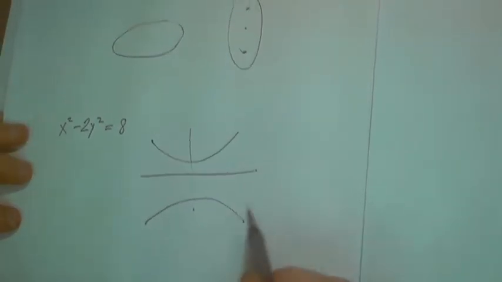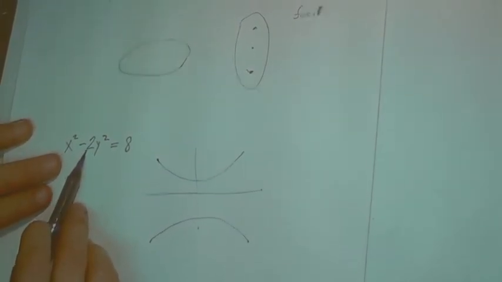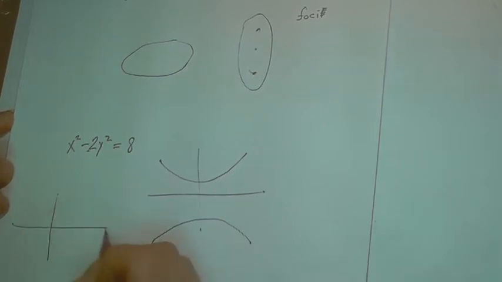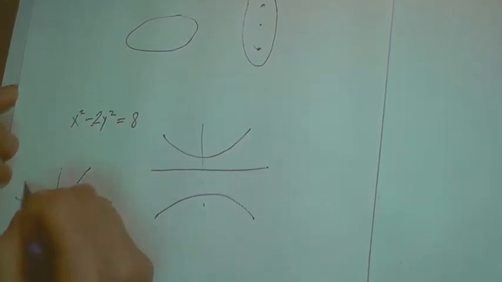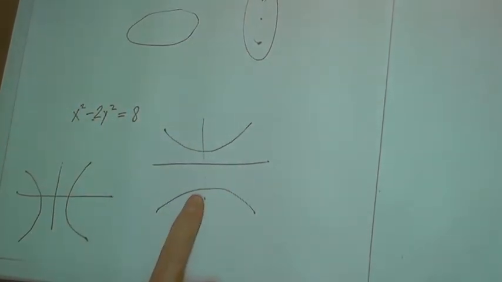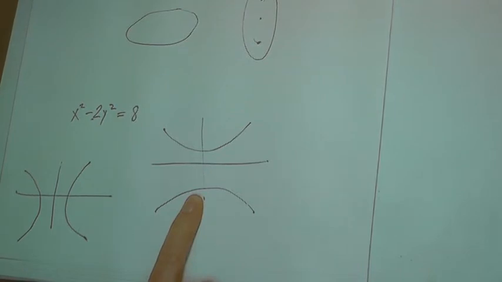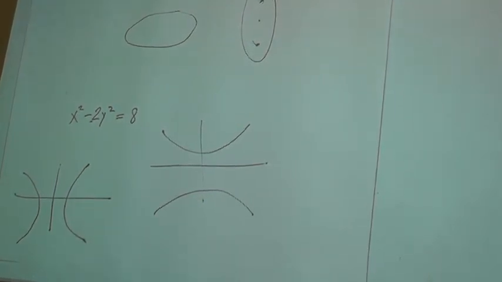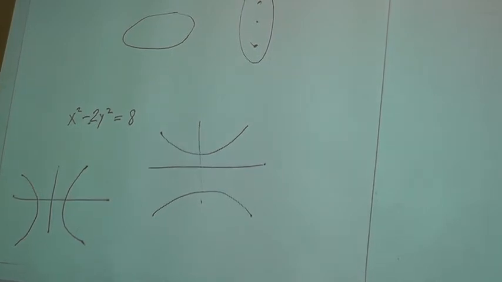Depending on which of these in magnitude has the bigger coefficient, it will be either this or this. These are not parabolas, although they will have that same kind of shape. But technically, parabolas come from, okay, this is not the first time I'm going to do this.